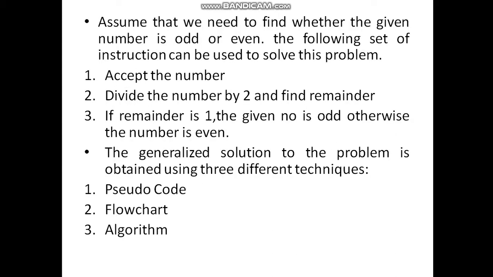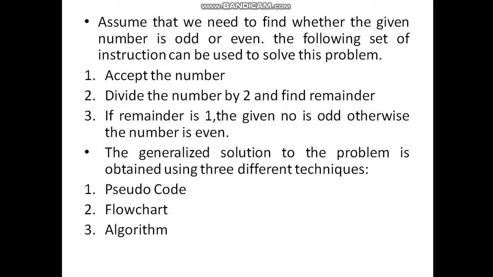Assume that we need to find whether the given number is odd or even. We know that the odd numbers are 1, 3, 5, 7, 9 etc. and the even numbers are 2, 4, 6. To find whether a number is odd or even, the following set of instructions can be used to solve this problem. First, accept the number. Suppose the number is 4, right? Accept the number as 4.